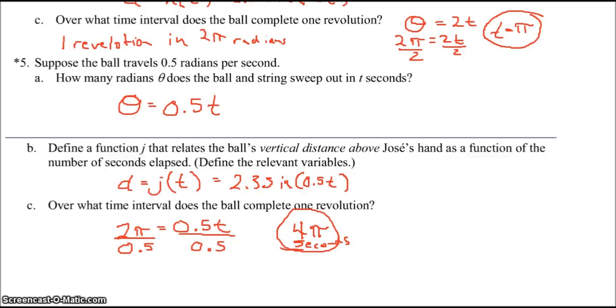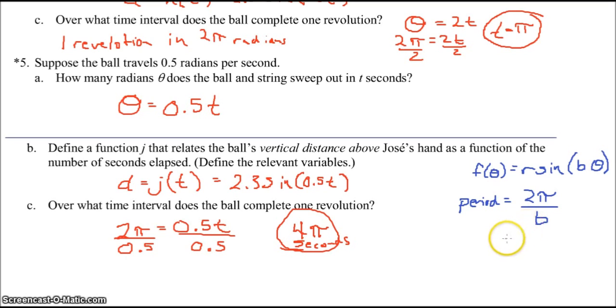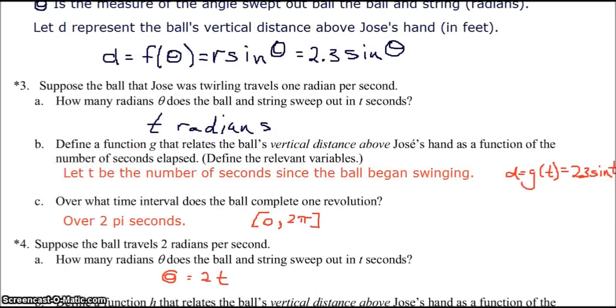And really the point of this entire lesson was for you guys to think about what the period is. Notice that in each case we could find it, like if we have this type of a function, say f of theta equals r sine of some number b times theta. The period is always 2 pi over b. We saw here it was 2 pi over 0.5, and in the previous problem it was 2 pi over 2, and in the first one you could say 2 pi over 1, but we just get 2 pi because there's not a coefficient of theta or t.